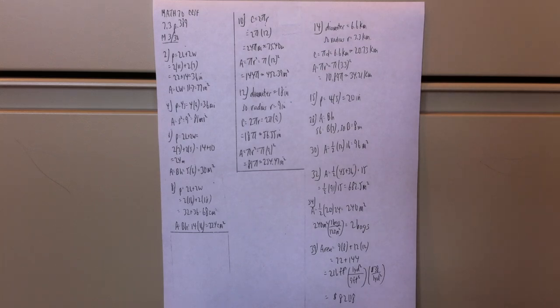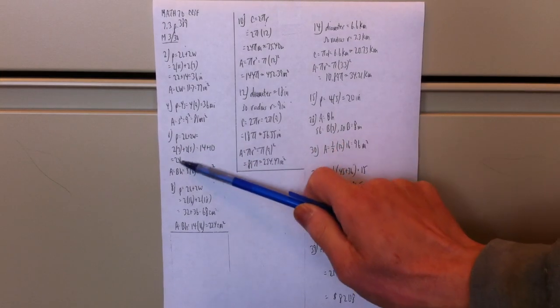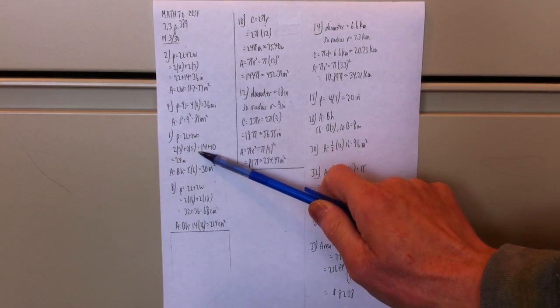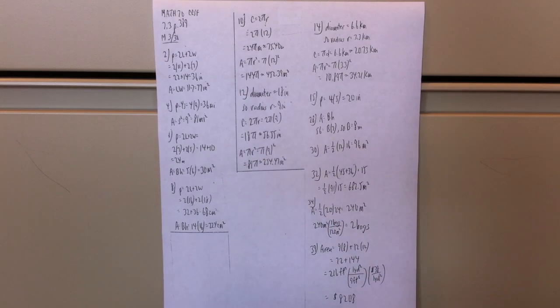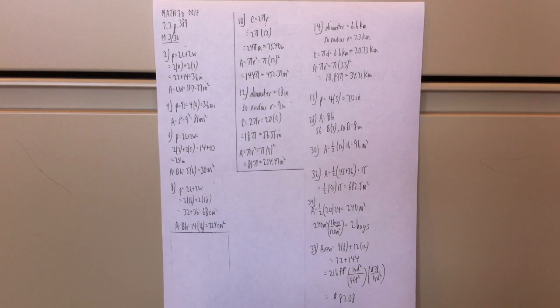Number 6, the perimeter of the parallelogram is 2L plus 2W. 2 times 7 plus 2 times 5 is 14 plus 10. That comes out to be 24 meters. The area is the base times the height, which is 5 times 6, 30 square meters.